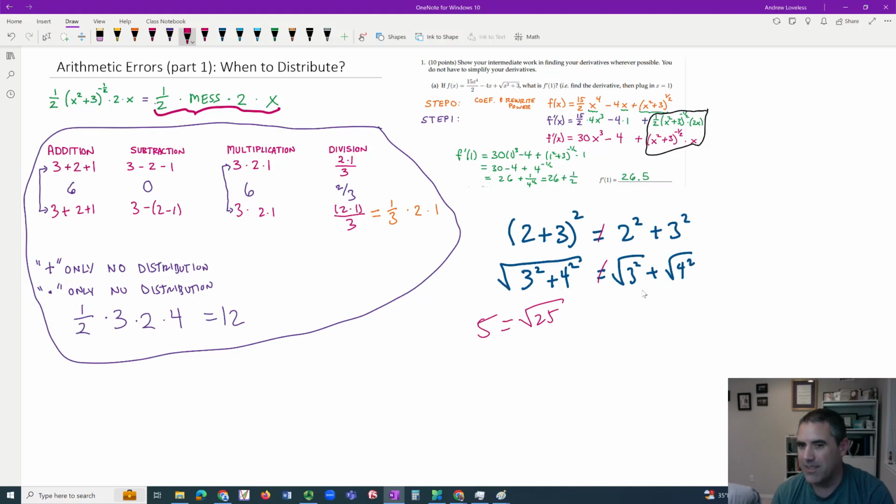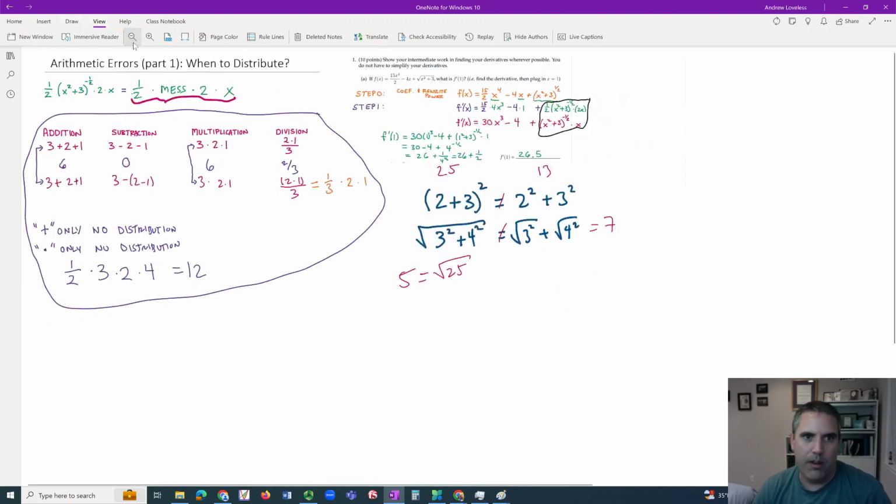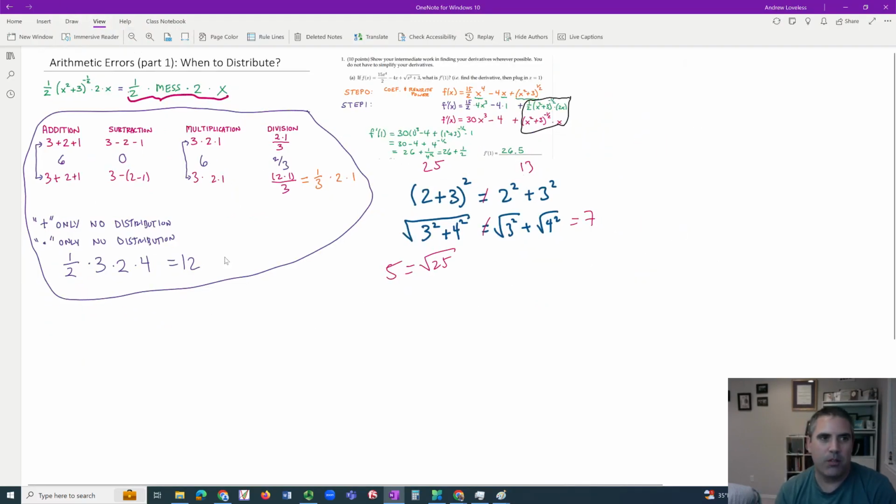Whereas this thing over here is 7. 5 is not 7. This here should be 25, but the thing over here is 13. 13 is not 25. We do not distribute there. So I'm making this case that we never, ever, ever distribute. And that would include this situation.